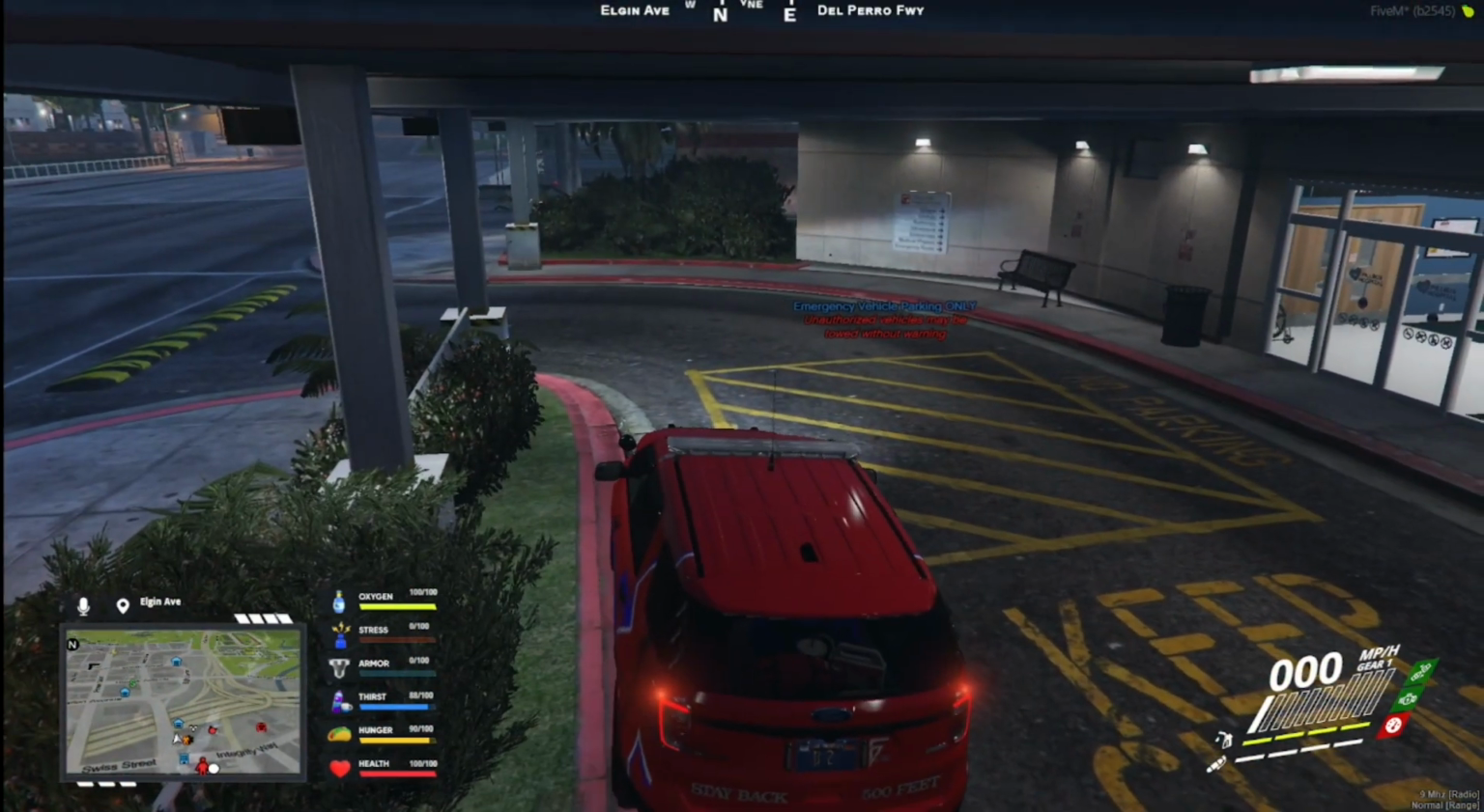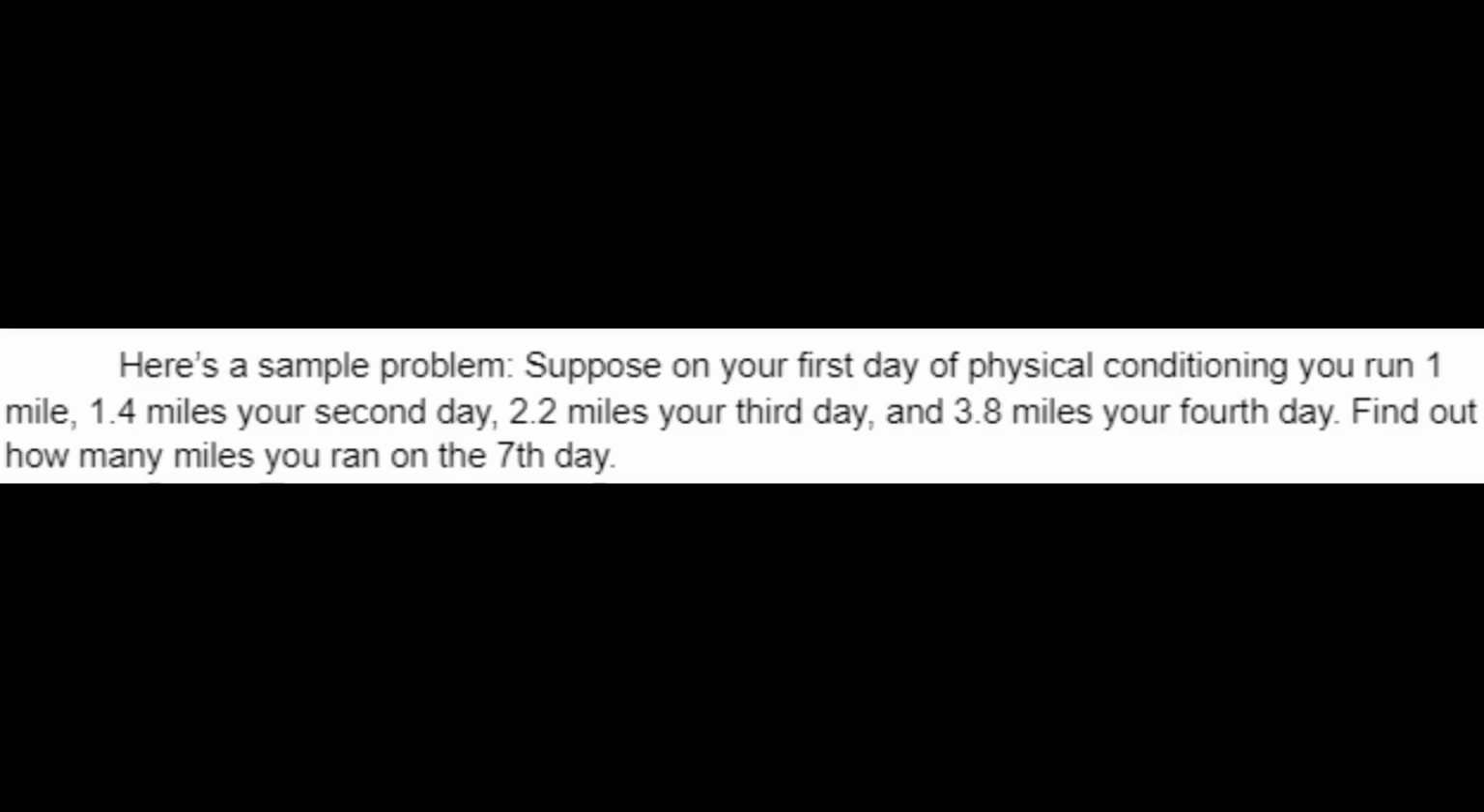Here is a sample problem. Suppose on your first day of physical conditioning, you run 1 mile, 1.4 miles on your second day, 2.2 miles on your third day, and 3.8 miles on your fourth day. Find out how many miles you ran on the 7th day.